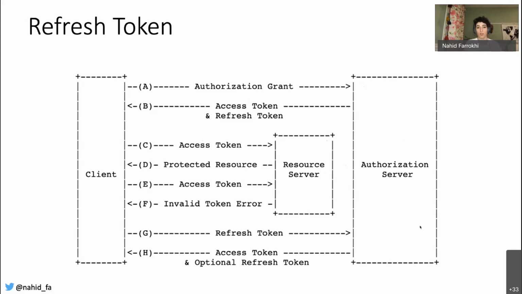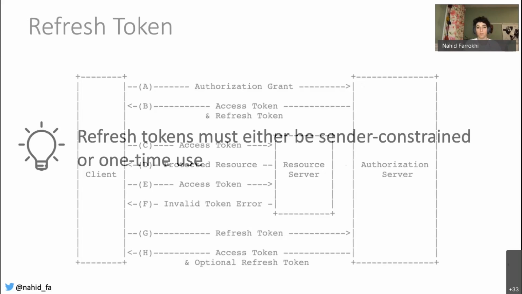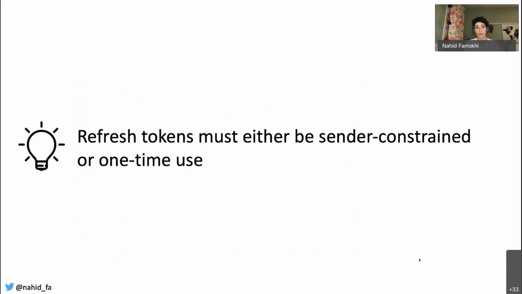So this is suggested. Here I have that. A sender-constrained refresh token is to tie the refresh token to the client, just to make sure the same client who had the access token with the refresh token is the one requesting the refresh token. And one-time use is also suggested. I mean, in the future it's going to be in the spec. It's just in case things go wrong and an attacker receives a refresh token. So just make sure that it's used one time, right?